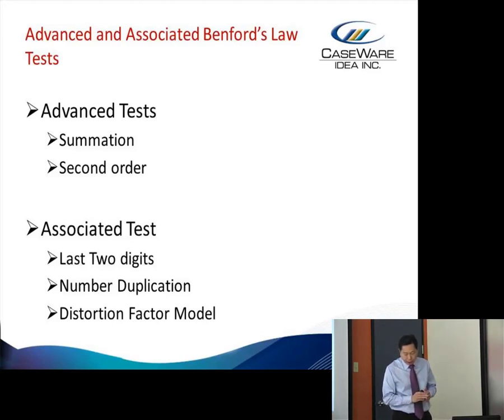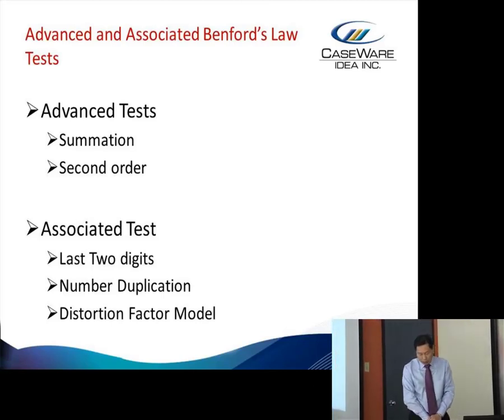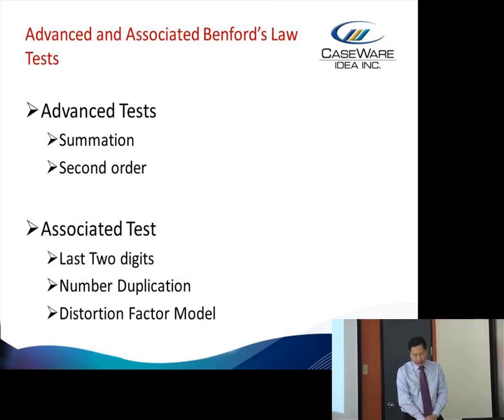The number duplication test identifies specific numbers causing spikes or anomalies in primary and summation tests. Spikes in primary tests are caused by some specific numbers occurring abnormally too often, as you saw in the iPhone passcodes. And spikes in summation tests are caused by abnormally large numbers in value. The distortion factor model shows whether the data has an excessive lower digit or higher digit. It assumes that the true number changed to a false number within the same range or percentage of the true number.